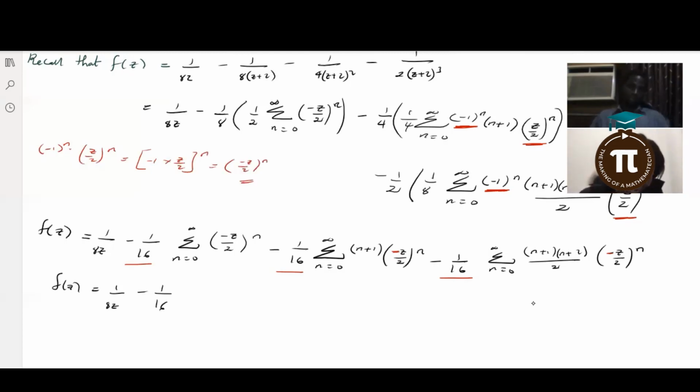Let's just see if we can simplify. At the front of each summation, minus 1 over 16 is present. So I factorize minus 1 over 16, so that I have the summation of a function of n starting from 0 to infinity. Then you will also notice that minus z over 2 to the power n is common throughout the summation. If I factorize that, I'll be left with 1 plus n plus 1 plus n plus 1, n plus 2 over 2 factorial.